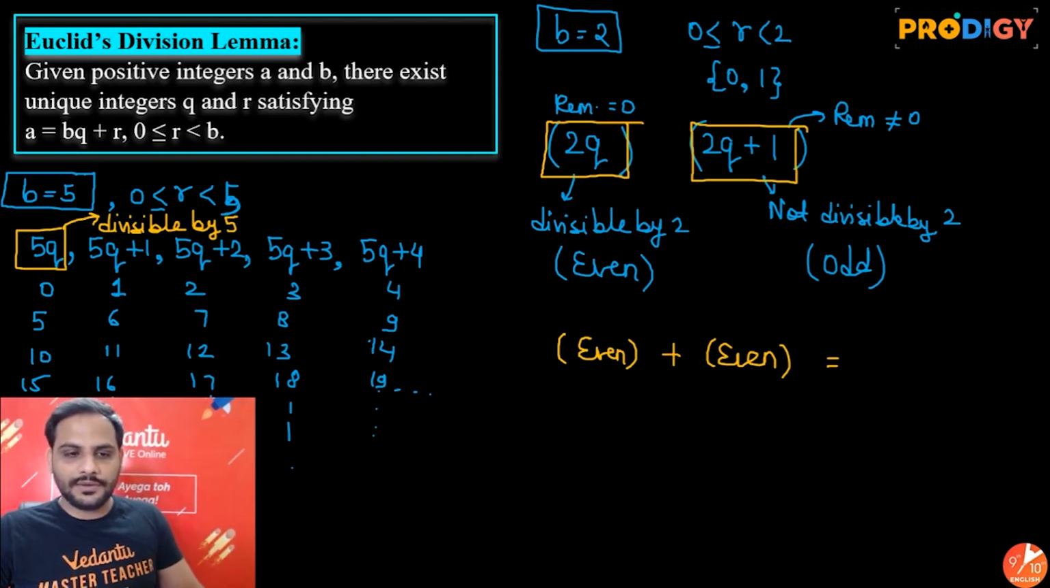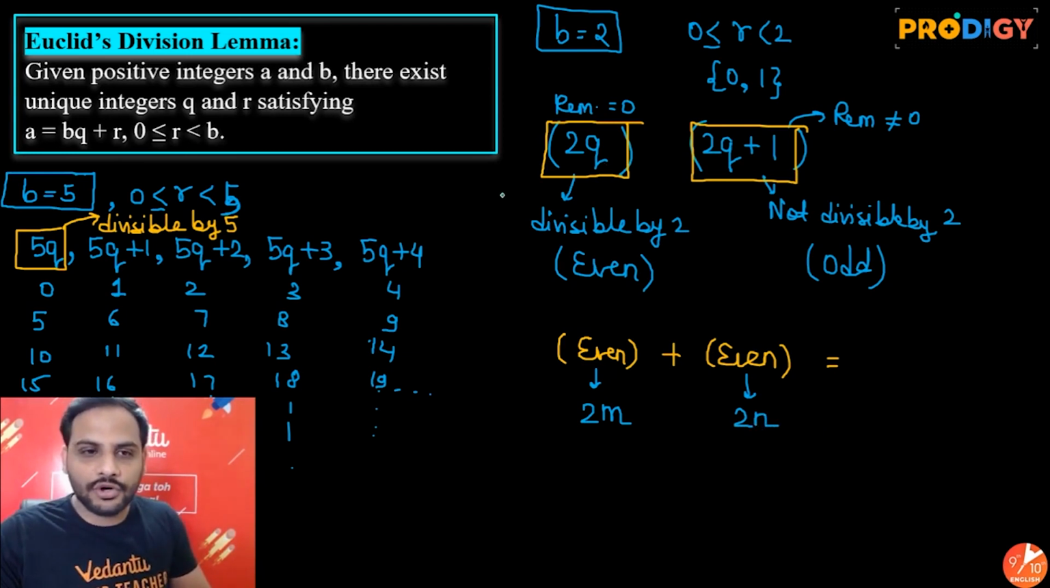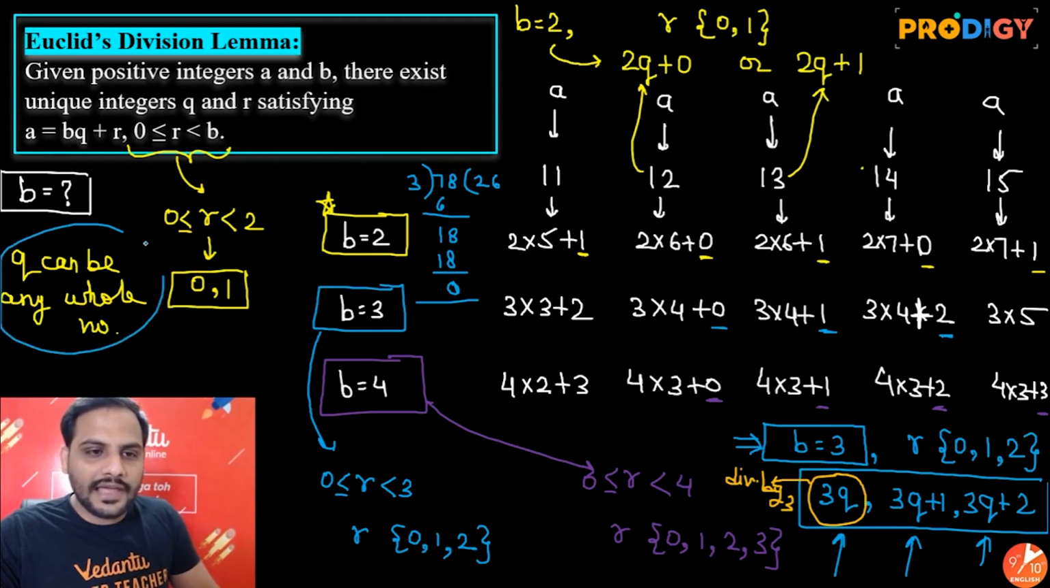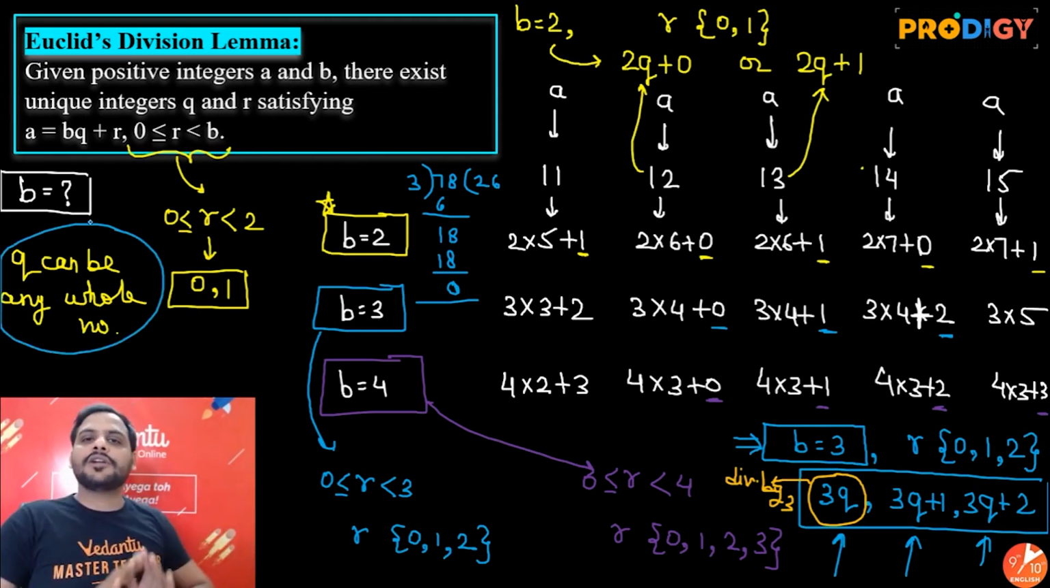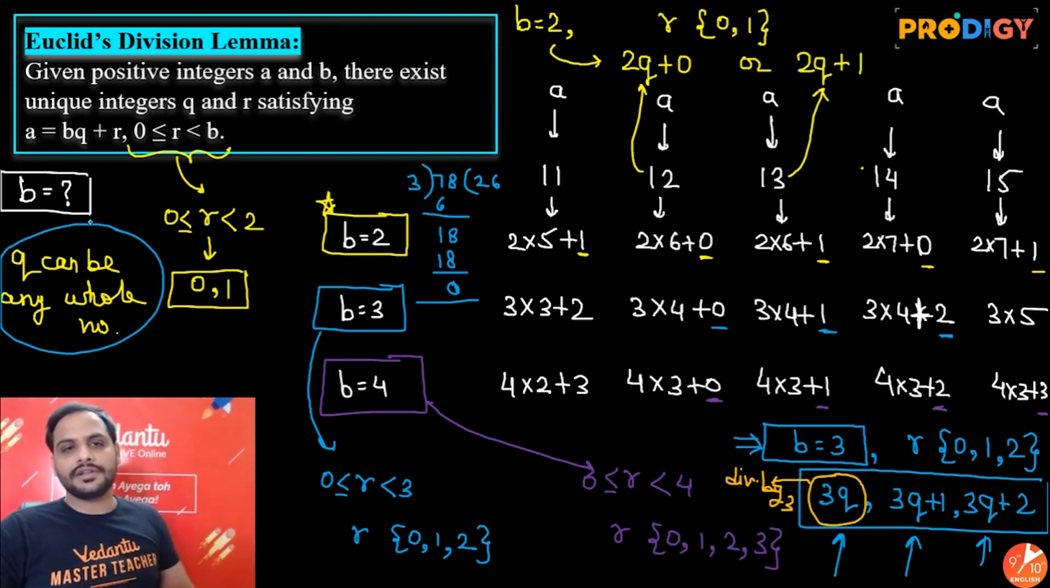Understand this thing. Very easy. What I will say is that's an even number I can write as 2q. So let us say one even number is 2m and the other even number is 2n, where m and n are some whole numbers. Remember I have told you q can be any whole number. We are not bothered with the values of q. Q can be any whole number.